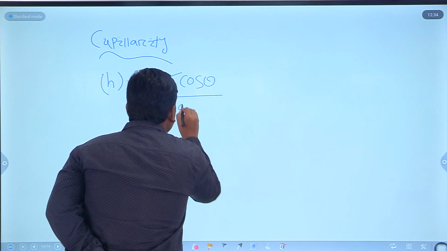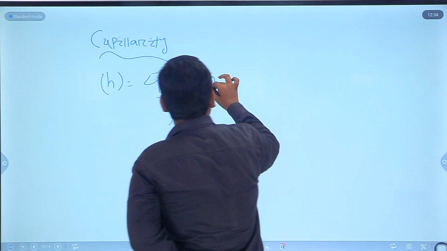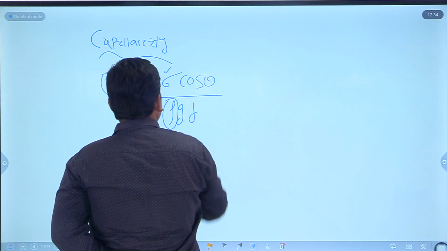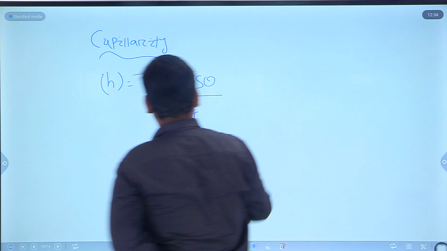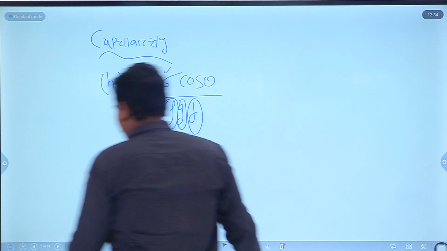Rho G D, where sigma is your surface tension, theta is the angle of inclination, rho is your density, G is the acceleration due to gravity, D is the diameter. Okay. Let us solve some problems.